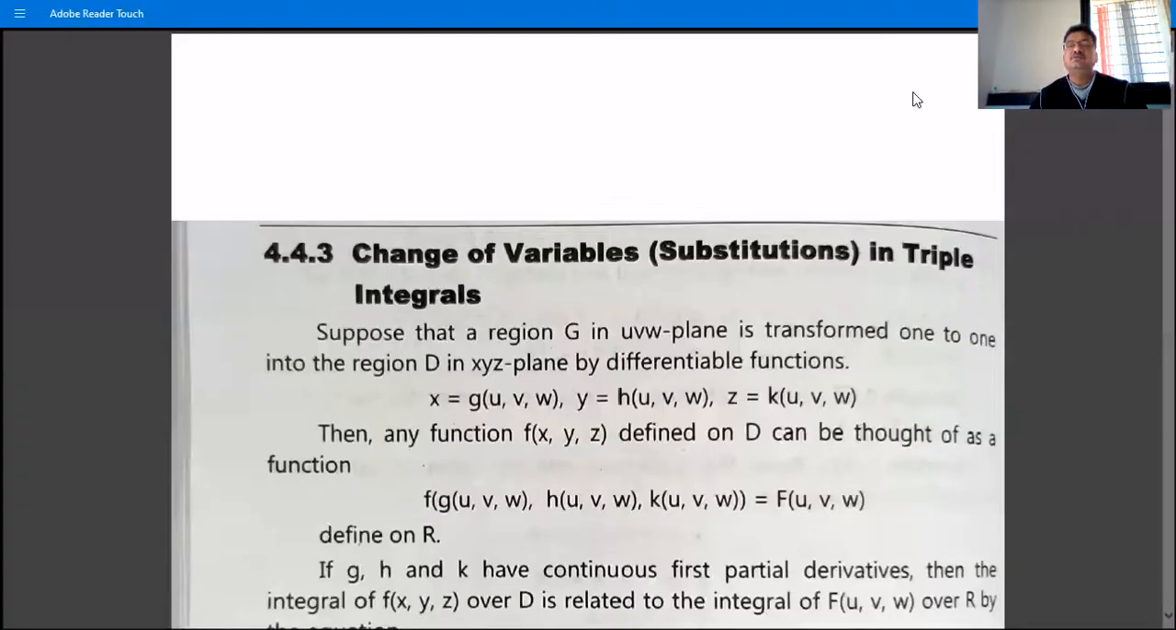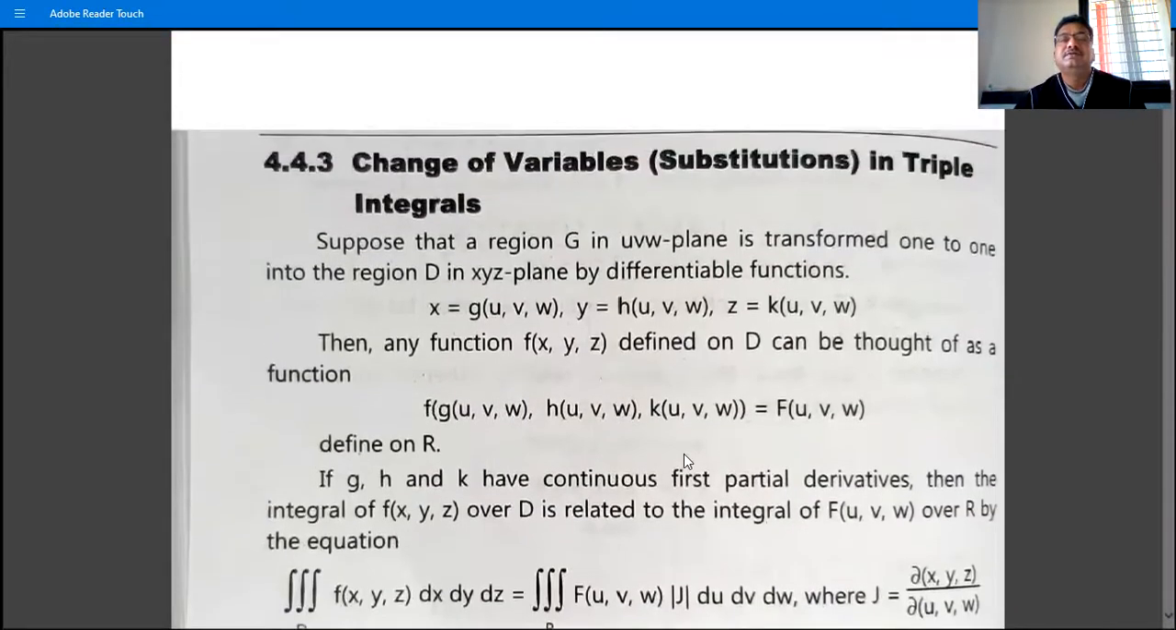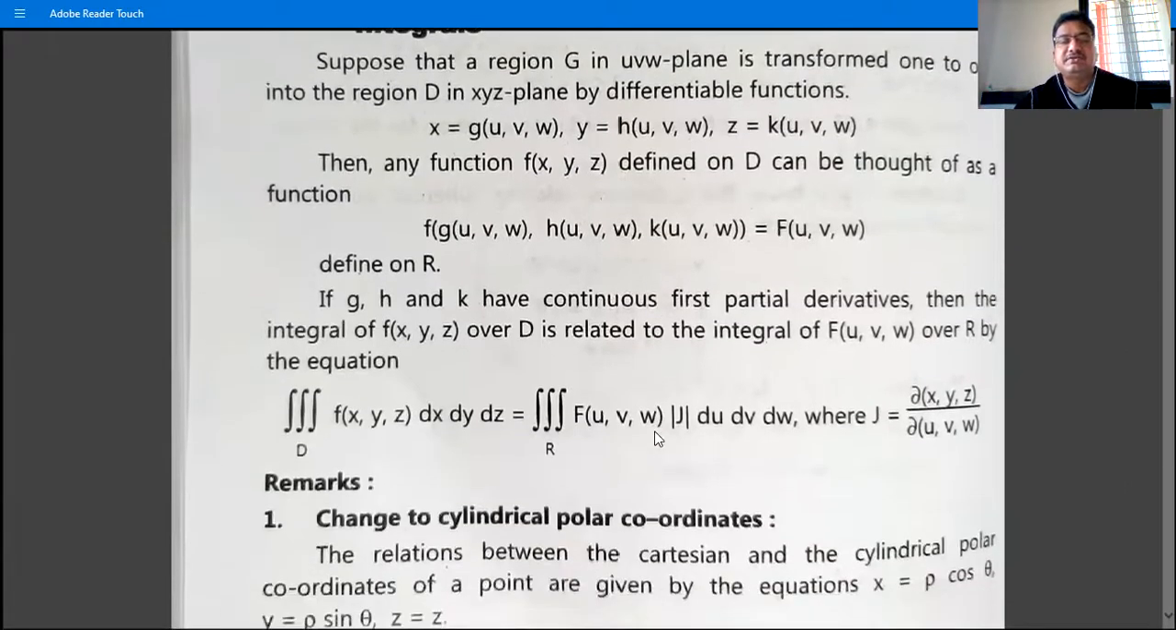Next topic is change of variable or substitution in triple integration. There are two types to change the variables in triple integration. Similar to double integration, the formula for changing the variable in triple integration is: suppose this is a triple integration over D and the original variables are x, y, z. Then replace x, y, z by new variables u, v, w.